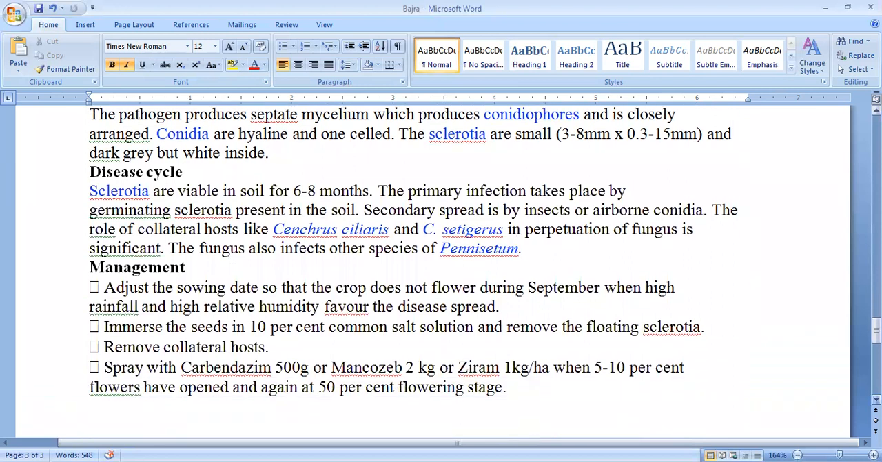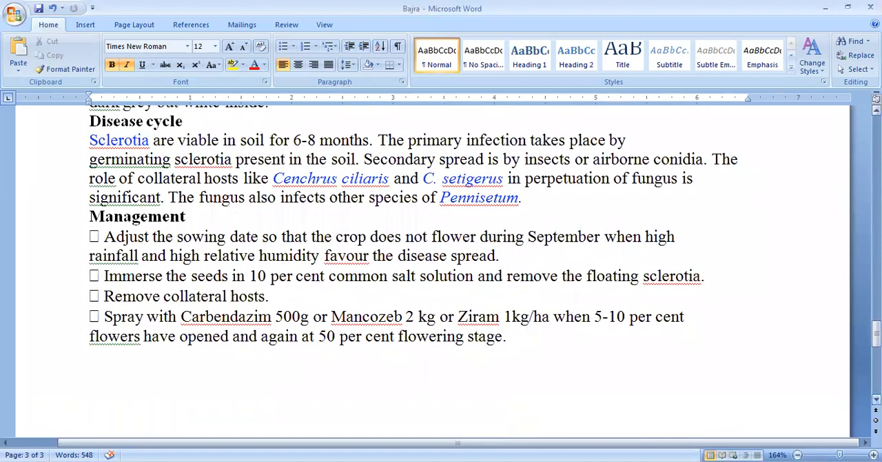Now these sclerotia are viable in soil for how many months? 6 to 8 months. And primary infection takes place through these germinating sclerotia in the soil. Secondary infection is through insects and airborne conidia. And the collateral hosts present here are Cenchrus ciliaris and Cenchrus setigerus. Now this is a commonly growing grass where the fungus can perpetuate. Now other species of Pennisetum are also susceptible.